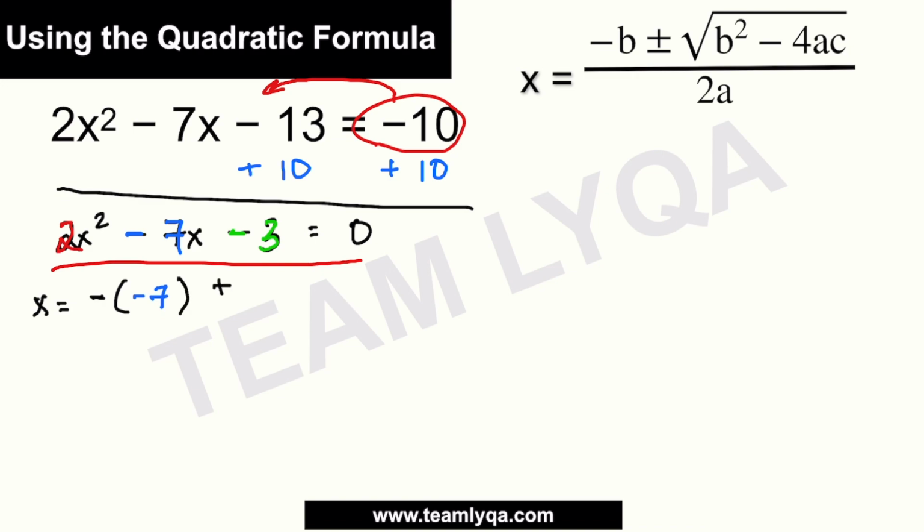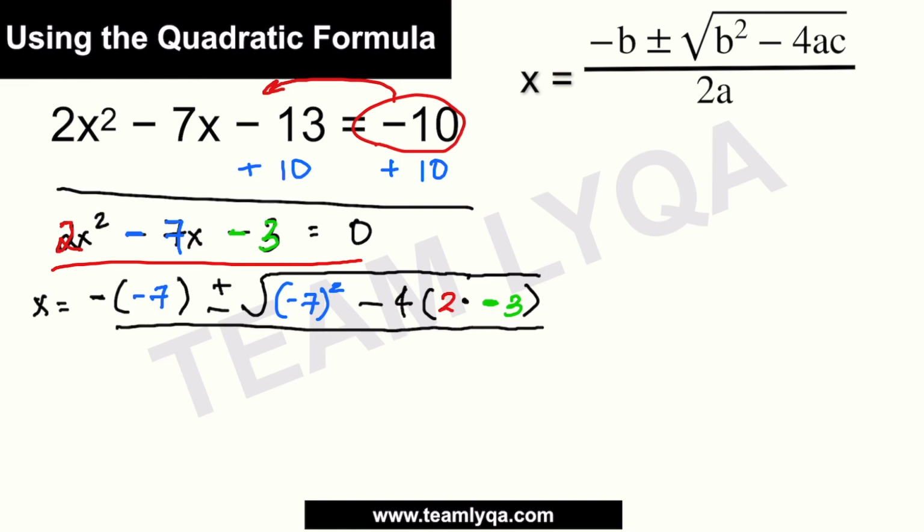Tapos plus or minus the square root of, you have b squared. So ibig sabihin nun, yung negative 7 natin, isa-square natin siya. Tapos minus 4 times yung A natin, which is 2, times the C, which is, this time negative siya, negative 3. Okay? Yan. I-extend natin tong bar na to kasi kasama siya dyan. All over 2 times the A, which is 2.